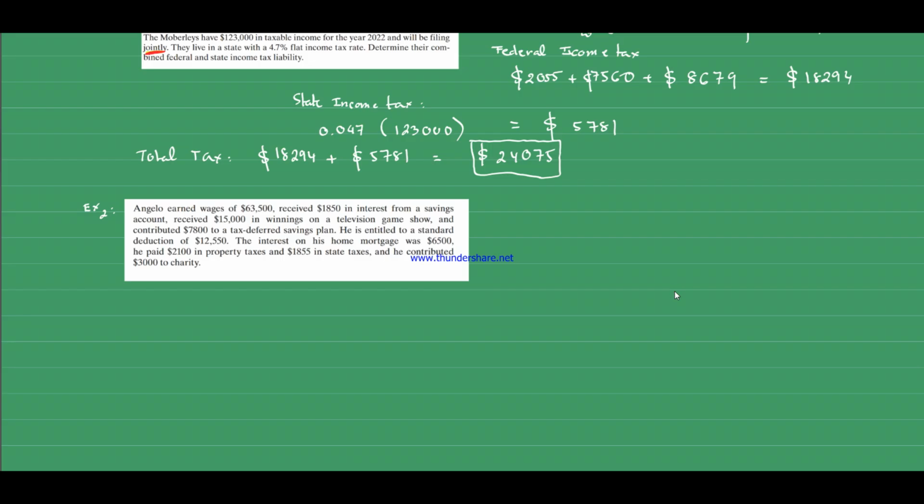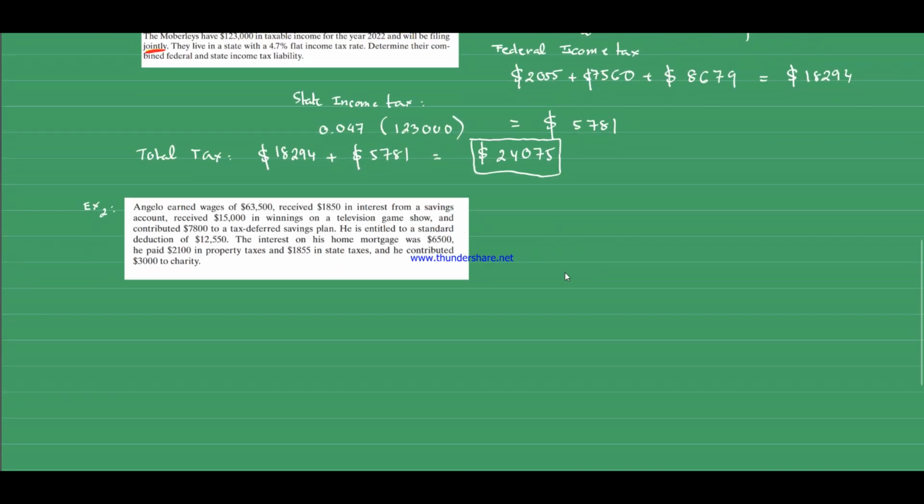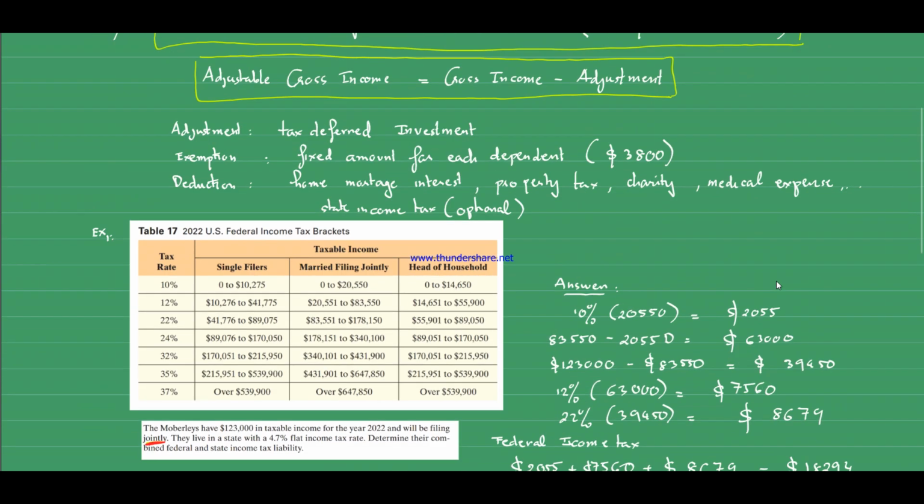Angelo earned wages of $63,000, received 1,858 in interest from a savings account. So he made some money from a savings account, put the money in the bank maybe. Received 50,000 in winnings. Oh, he won the lottery. Oh, the game show. Okay, so that's another amount of money he earned. And contributed 7,800 to a tax deferred investment. That's the part we talked about up here. I heard tax deferred. So that's the adjustment right there.